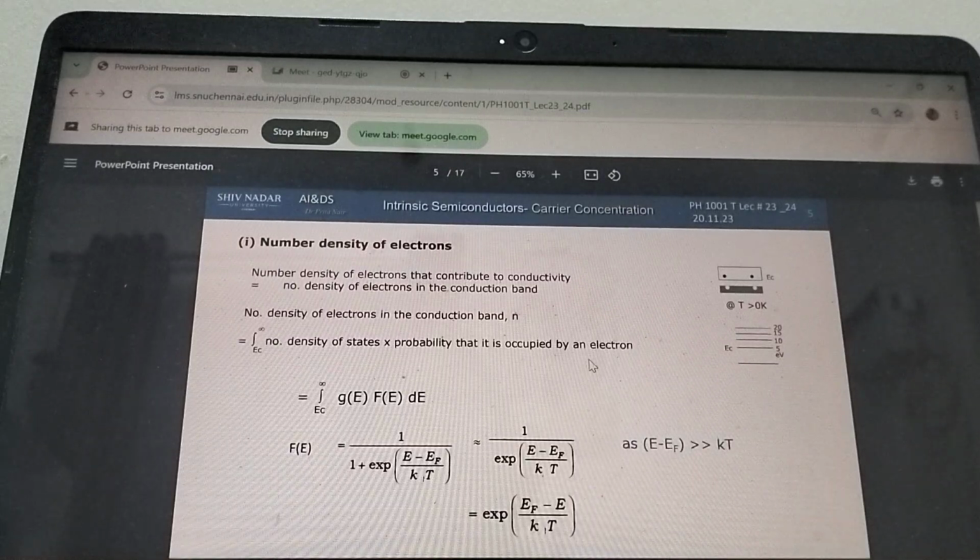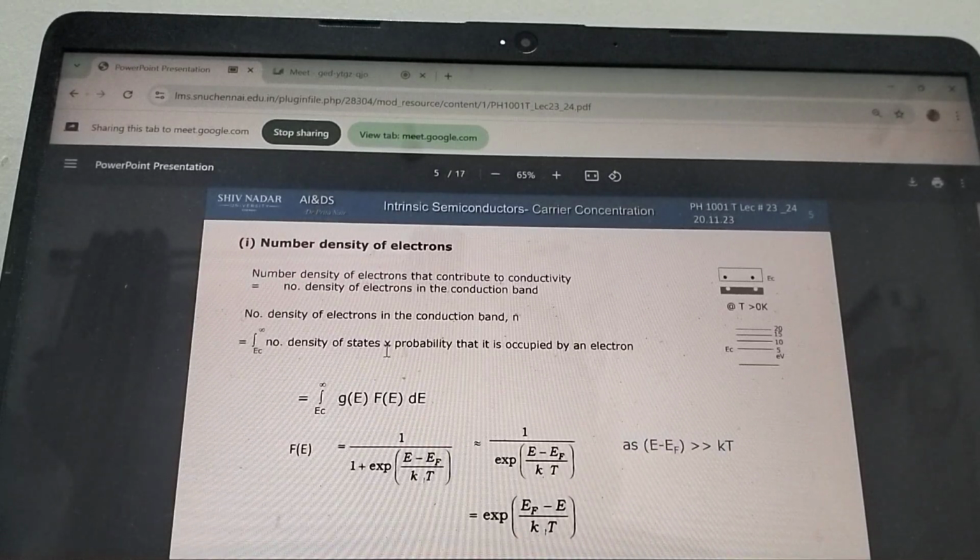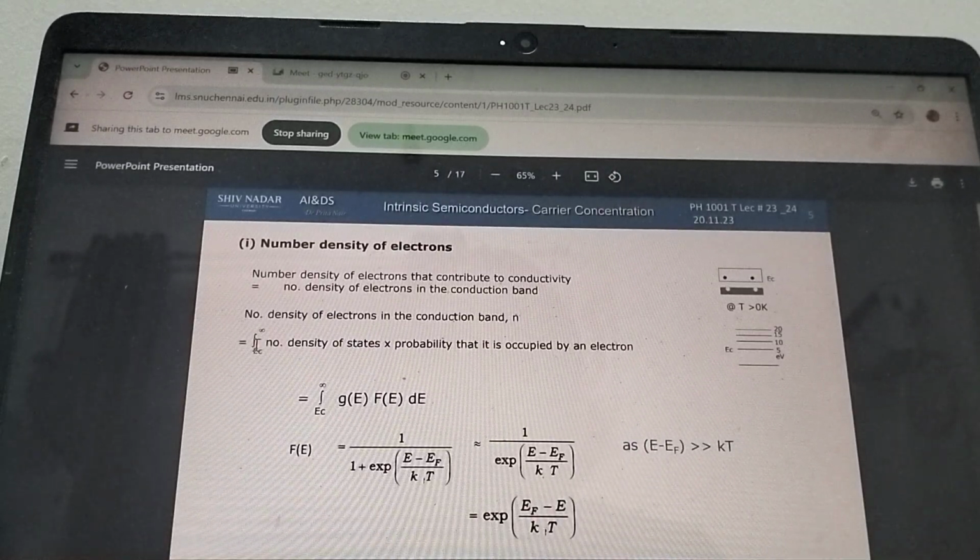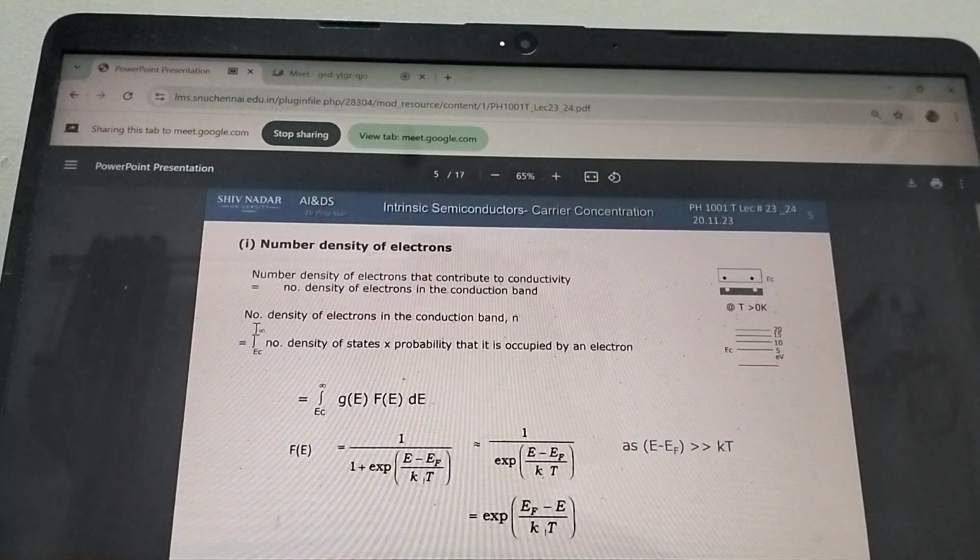So what is this? In the quantum chapter we learned that energy levels are quantized, meaning there are specific energy levels and only those can be occupied by electrons. An electron cannot exist anywhere it wants. So if you want to know how many electrons are present from a certain energy level to a certain energy level, you first need to know how many allowed energy states are there between the two limits, and then what is the probability of those states being occupied by an electron. That's exactly what we do here, the limits being from EC to infinity, where EC is the start of the conduction band, from there upwards up to infinity.